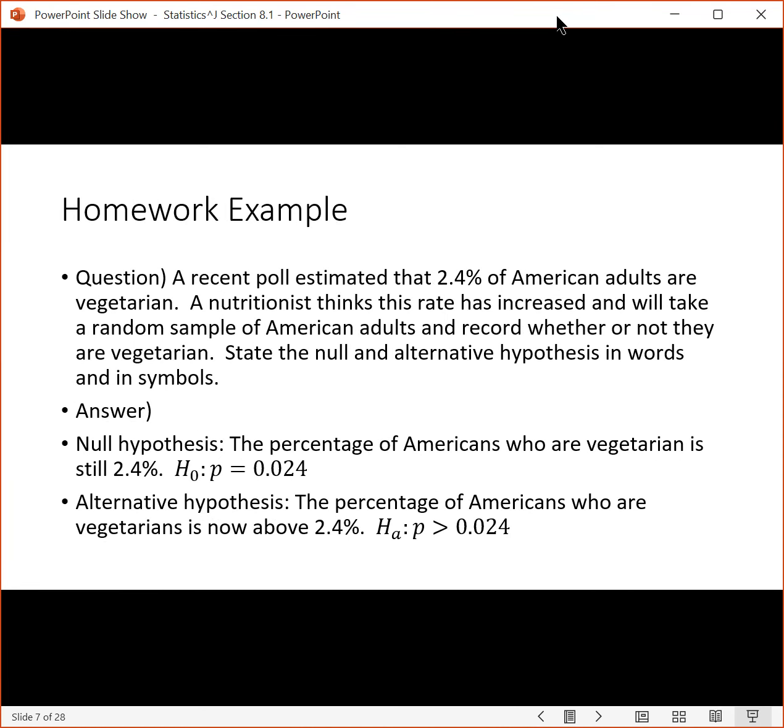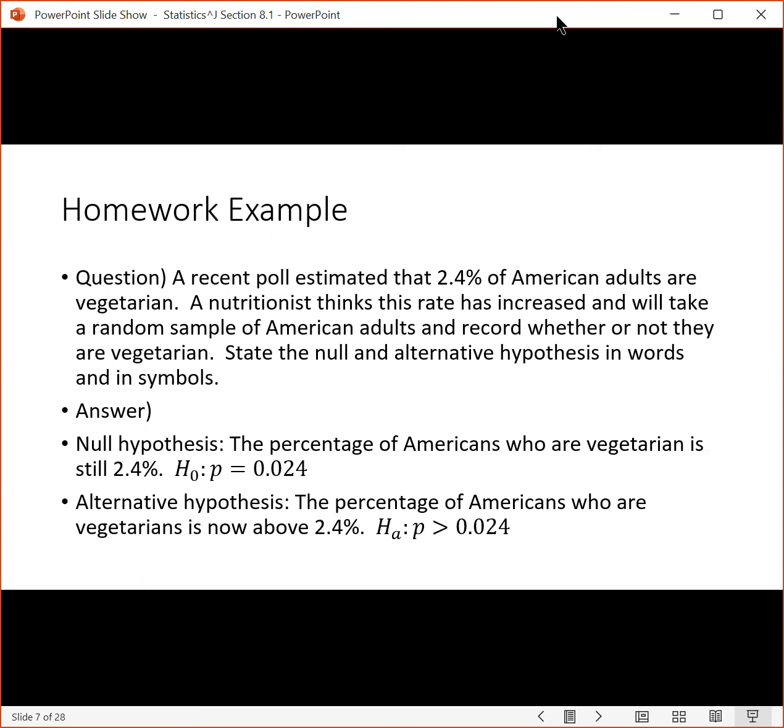A recent poll estimated that 2.4% of American adults are vegetarians. A nutritionist thinks this rate has increased and will take a random sample of American adults and record whether or not they are vegetarian. State the null and alternative hypotheses in words and in symbols.